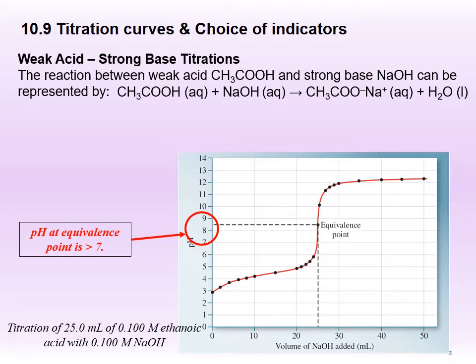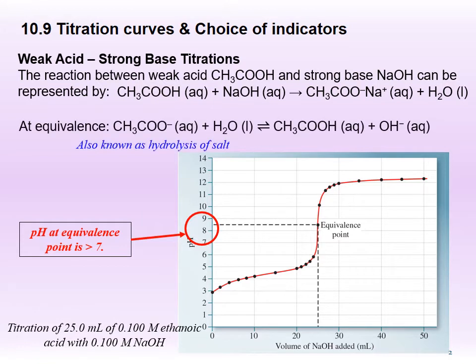Why is the equivalence point at 8.5 and not 7? At equivalence, another reaction occurs. It is the ionization of ethanoate in water. This reaction is also called the hydrolysis of salt. Ethanoate is formed from the earlier neutralization reaction.